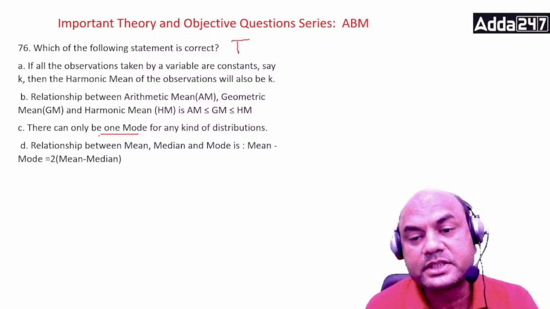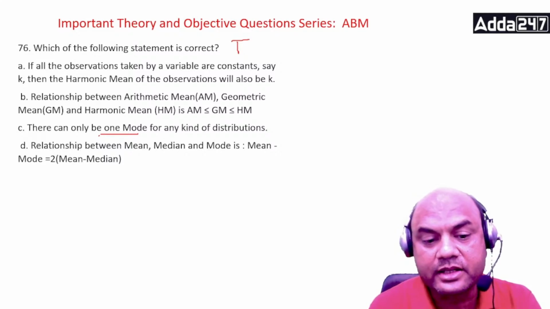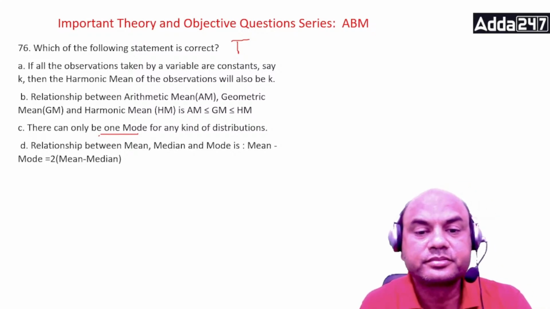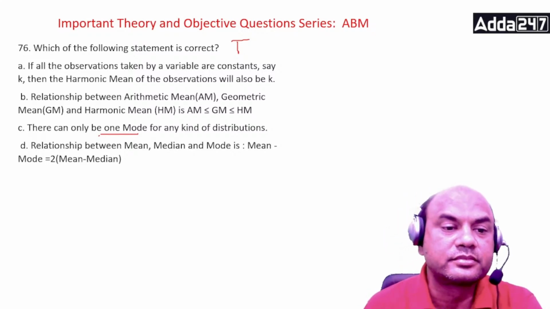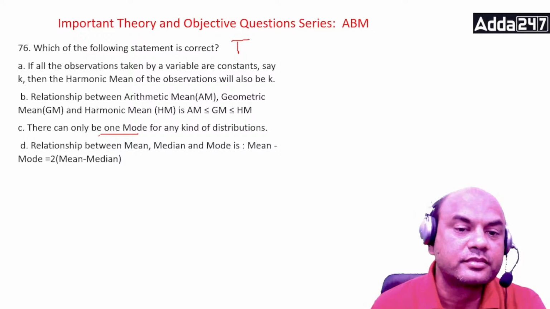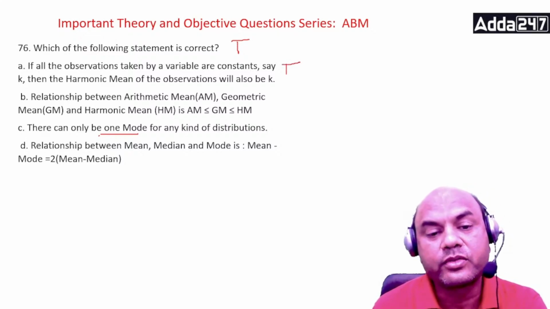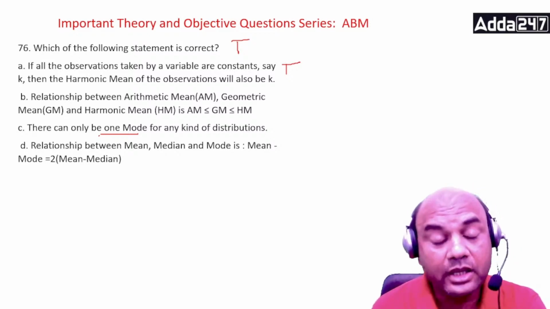See here, which one is correct is the answer. The correct answer is, let me see first from your side. The correct answer is A. This is the true one. Remaining all are false. Let me give the explanation.